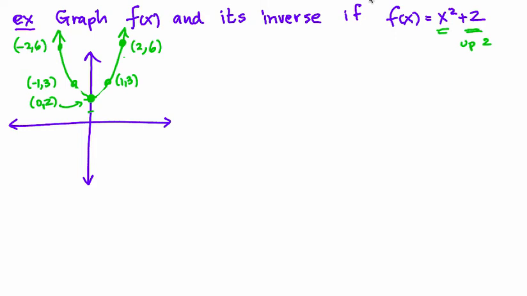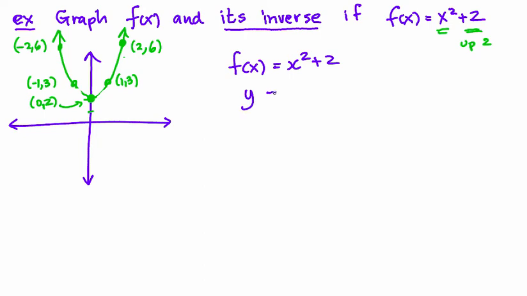Now I need to go and actually calculate the inverse. So my original function is x squared plus 2. You can see that that original function isn't 1-to-1, so the final answer I'm going to get to this won't be a function, but that's okay. I can still graph its inverse. And so let's go and actually calculate what the inverse will be.